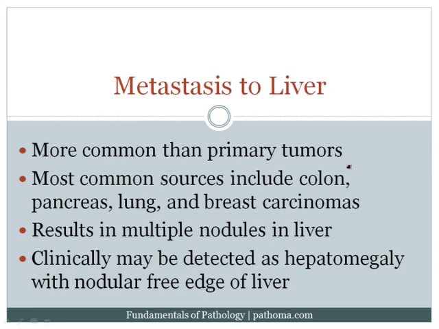The final point I'd like to make concerning liver tumors is metastasis to the liver. Metastasis to the liver is more common than primary tumors. Important sources include colon carcinoma, pancreatic carcinoma, and then lung and breast can also spread to the liver. When you have metastasis, you're going to get multiple nodules in the liver, and clinically this is going to be detected as a large liver or hepatomegaly with a nodular free edge of the liver. When you feel the edge of the liver on physical exam, you can feel the bumps in the liver because there are multiple nodules within the liver.